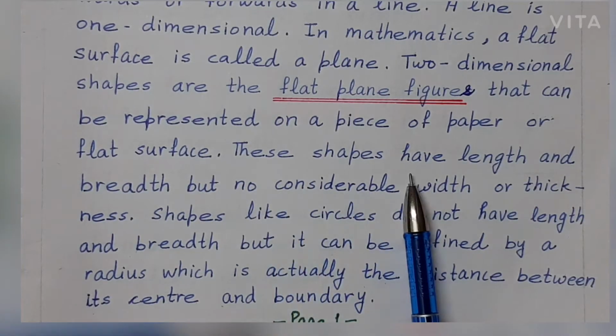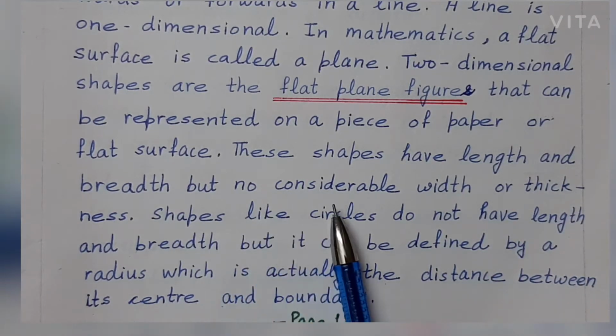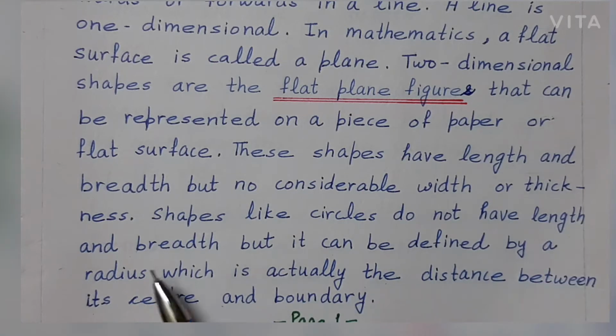These shapes have length and breadth, but no considerable width or thickness. Shapes like circles do not have length and breadth, but can be defined by a radius, which is the distance between its center and boundary. So a circle is also a two-dimensional shape. Clear?